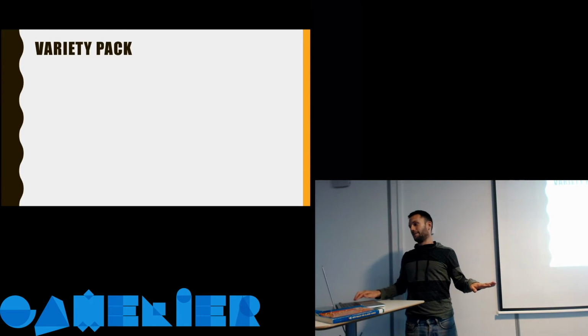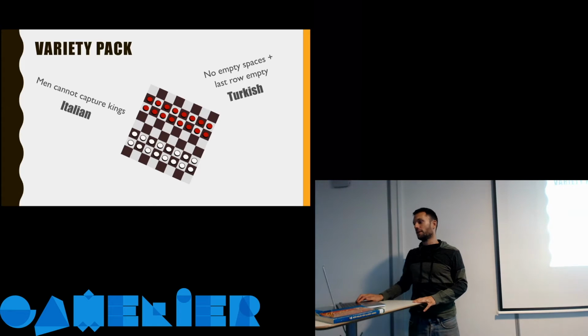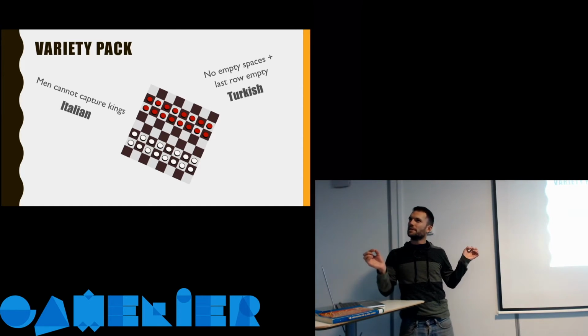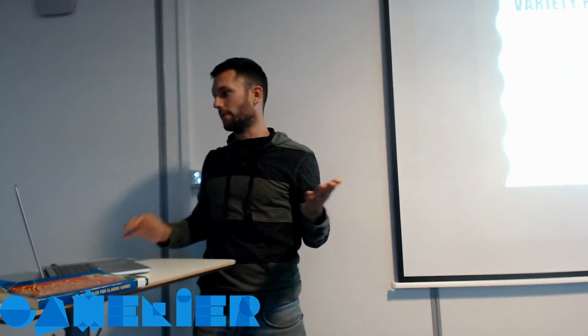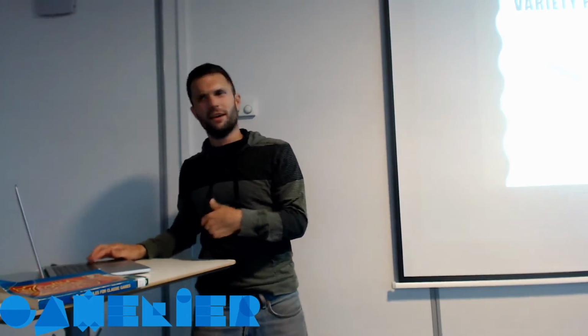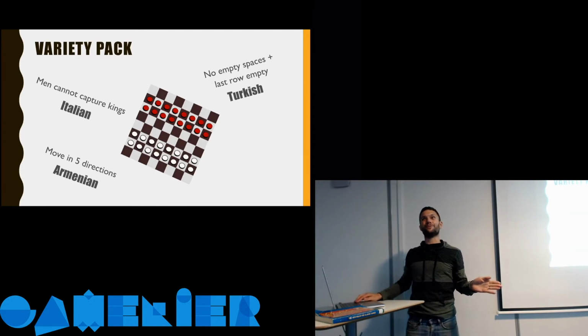There's a version called the Italian version where men can't capture kings at all. There's a version called the Turkish version where suddenly the pieces are not on the diagonal squares anymore. They're on all the squares, and they don't move diagonally. Now they move forward, left and right, kind of like the cardinal directions, right? And the last row is empty. Then there's the Armenian version, which is like the Turkish version. However, now they can also move diagonally, so now they can move in pretty much every direction.